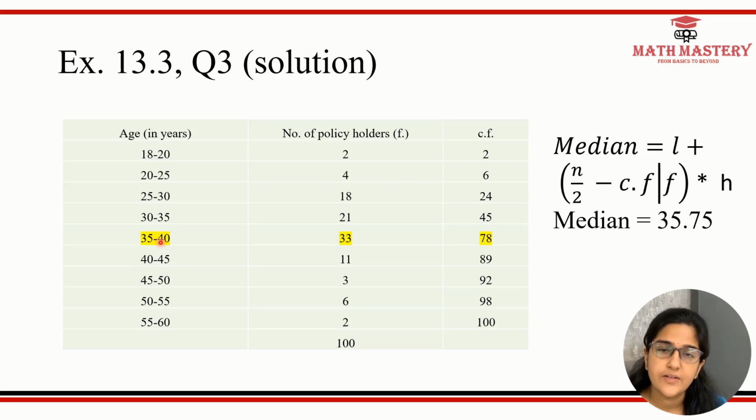Now, once you have identified the class interval, you have to use the formula of median and calculate the median value. So what do we get? We get the median value equal to 35.75. So what do we conclude? That the median age is 35.75 years. I hope this is clear.